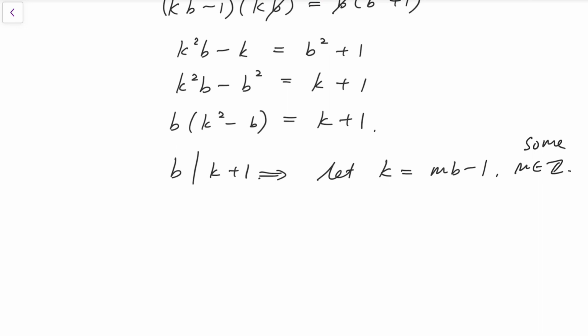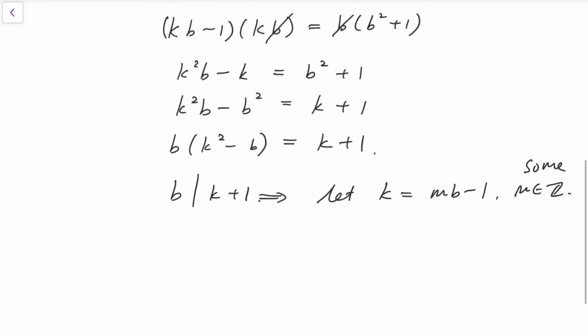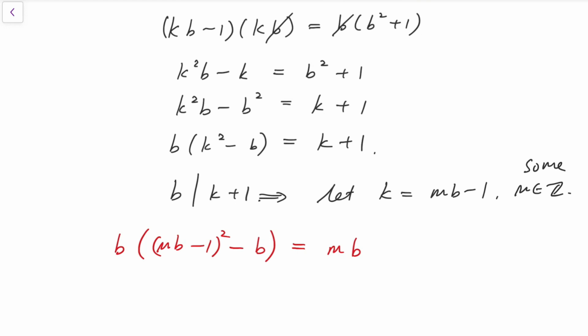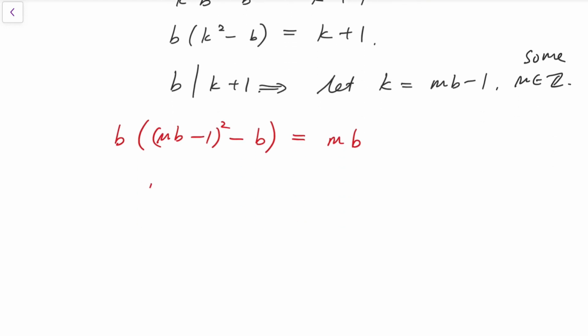At this point, I'll put this into the equation again. And now we have b times mb minus 1 all squared minus b equals mb minus 1 plus 1. Then I will divide both sides by b, just like what I did above. I have mb minus 1 all squared equals m plus b. So now I have on the left an expression of degree 4, and on the right we have an expression of degree 1. So we might be able to do some bounding.